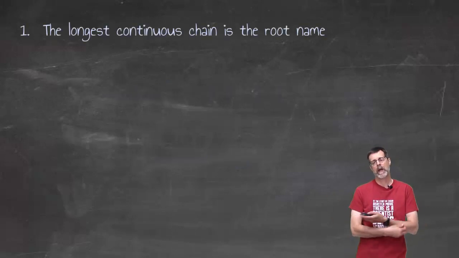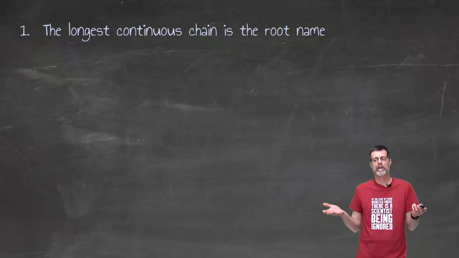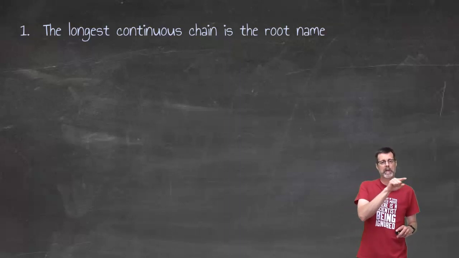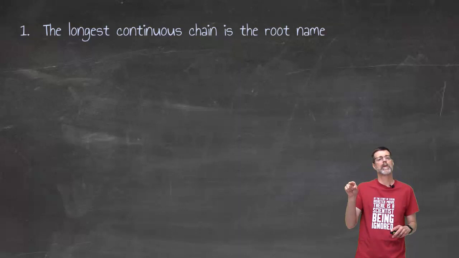So the first thing that we're going to have is a long structure, and we have to figure out the longest continuous carbon chain. And longest continuous carbon chain means if I draw from carbon to carbon to carbon to carbon to carbon without doubling back and without lifting my pen or pencil. Okay? That is going to give us the root name.